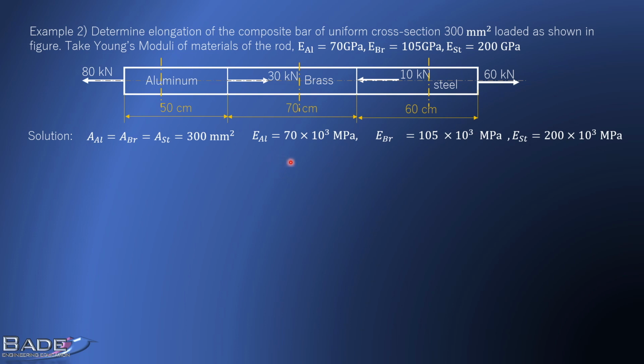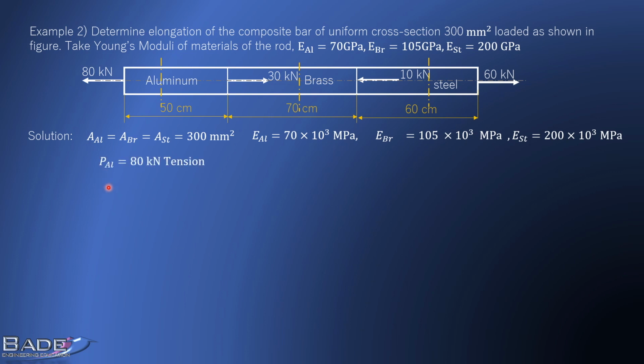Young's modulus of aluminium, in megapascal, that is Newton per millimeter square, is 70 into 10 raised to 3 Newton per millimeter square. For brass it is 105 into 10 raised to 3 Newton per millimeter square, and Young's modulus of steel is 200 into 10 raised to 3 Newton per millimeter square. You will have to take care of units.